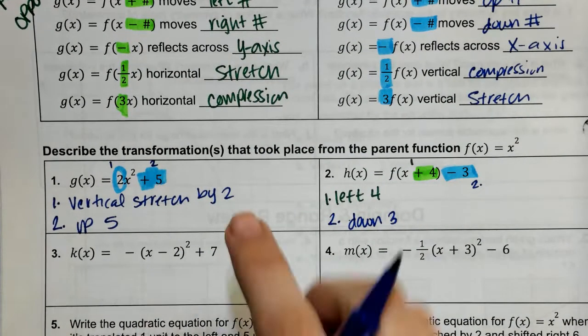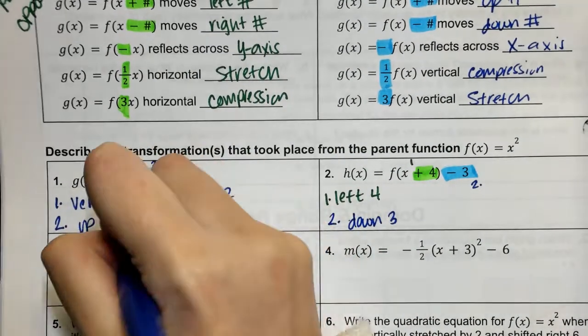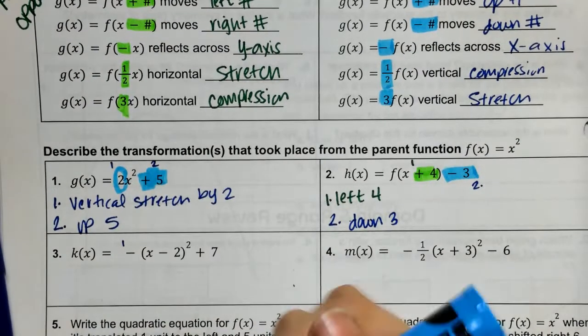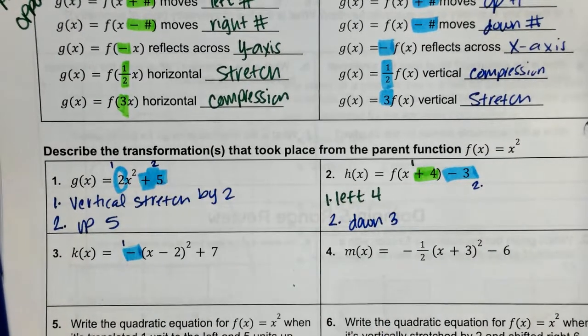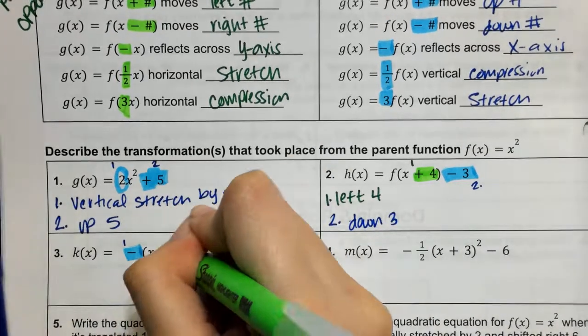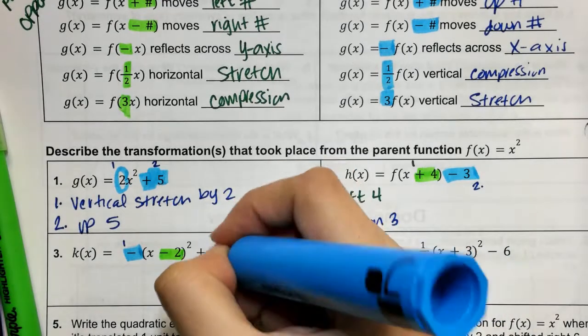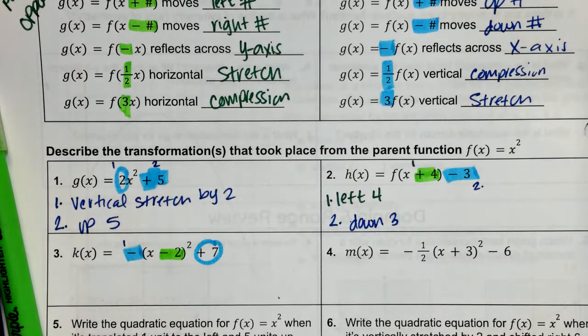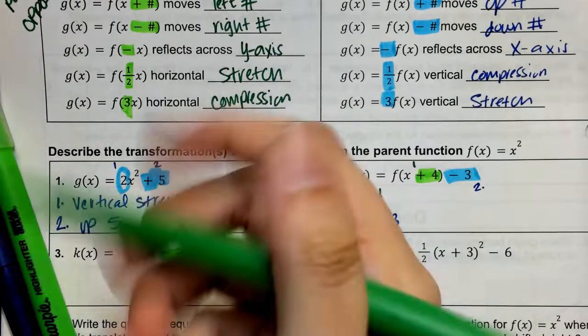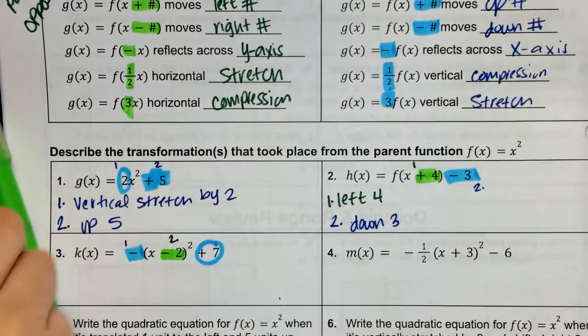Example 3, we have something outside, that negative, and you have something inside, that minus 2. You also have something outside again, that plus 7. So in this case, you have 3 transformations.